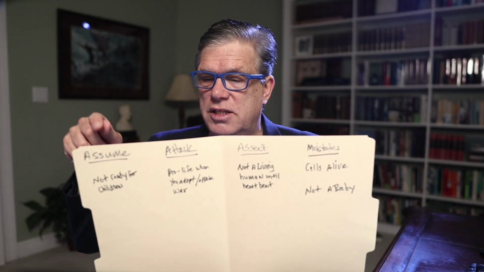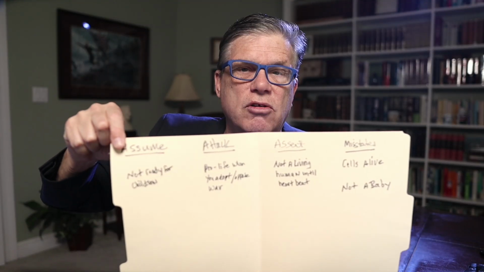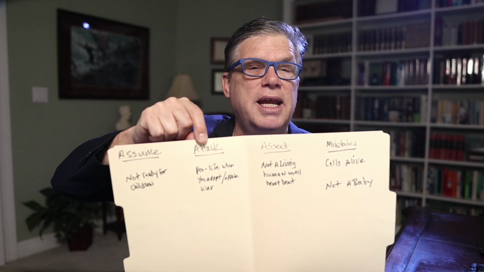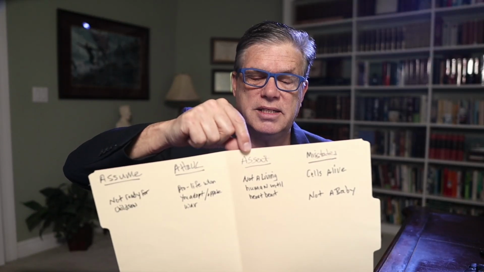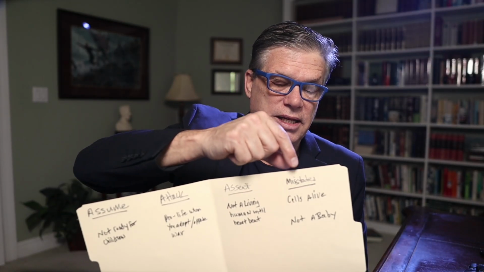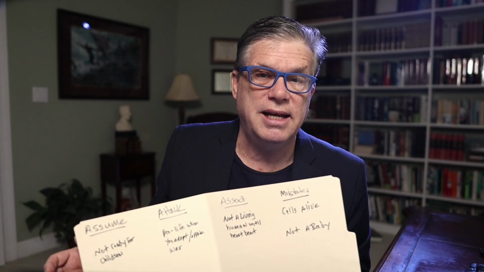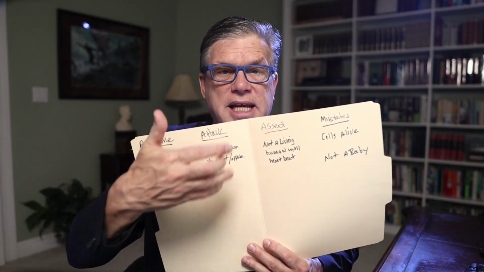And all you do is make the categories. The first category will be assume. The second category will be attack. The next category will be assert. And the next category will be misstate the facts. And I want you to begin with just those four categories and take a couple of days and just pull open your social media accounts and go to posts where people are talking about abortion and just read through the comments and see if you can't plug in the objection to these categories.